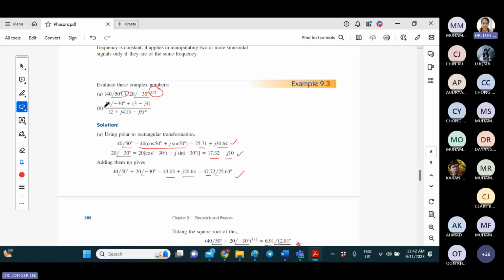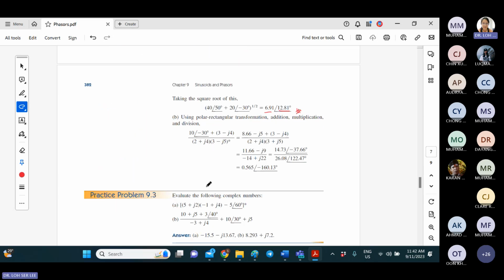Okay, for question B, polar plus rectangular form. It means we have to change this polar form into rectangular form. So we change, where is it? This one. This one we change into rectangular form before we plus another rectangular form. And here, this is conjugate. That's why we change the sign of this into plus before we multiply these two.